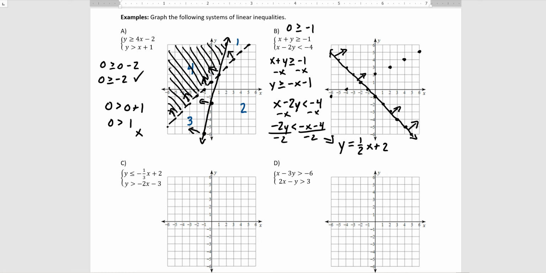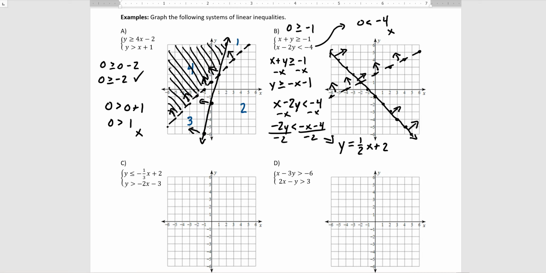Gorgeous. Solid or dash line here? Dashed, since it's strictly less than. Excellent. Now when I plug in 0, 0 for this one, I get 0 is less than -4. Is that true or false? That is false. 0 is greater than -4. So this one will shade away from 0, 0.